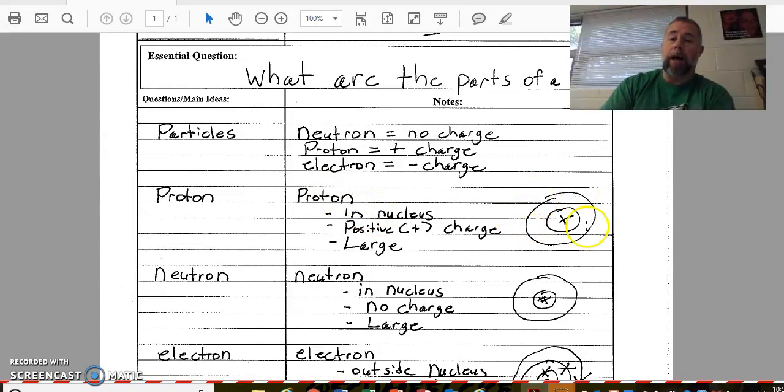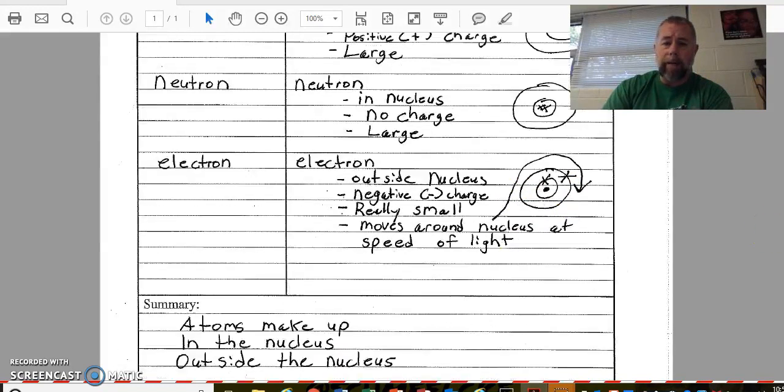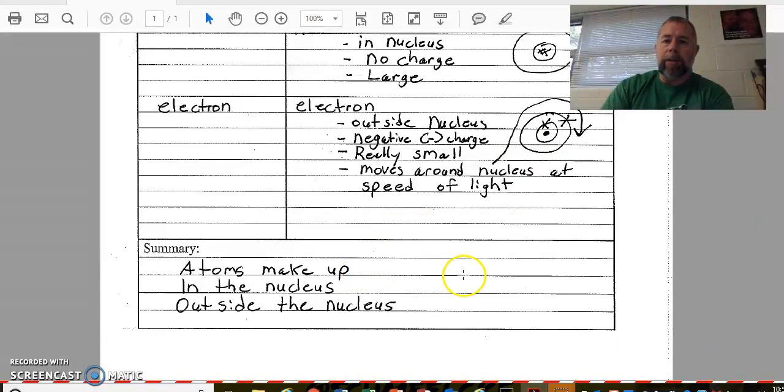Me, because I'm visual, I'm drawing my picture and I'm putting an X where it goes. Protons in the nucleus. Neutrons also in the nucleus. But electrons are going to be outside of the nucleus. And I'm drawing a picture of the electron moving around the nucleus at the speed of light. We see that, okay? You're going to write your sentences out here. You need to have a specific place in your binder that's just for science that I can check for this.